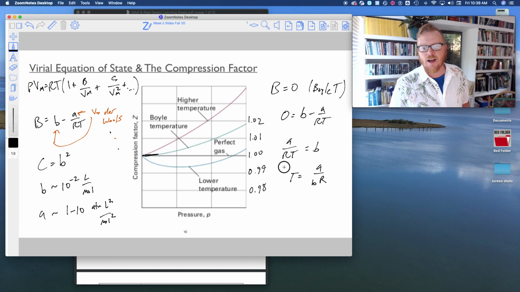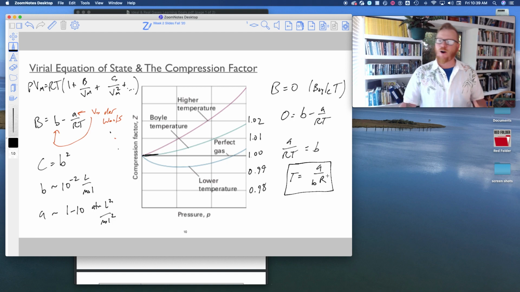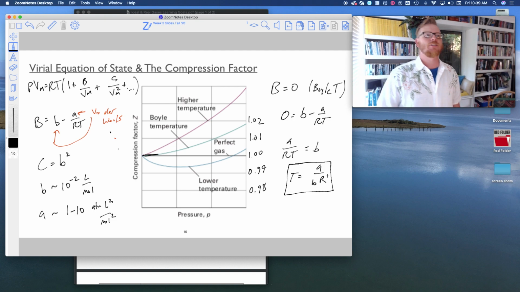So again, this is another kind of cool thing in PChem, right? All of these fundamental constants, a, b, and R, we combine them and we get to something specific. Very cool stuff, okay?